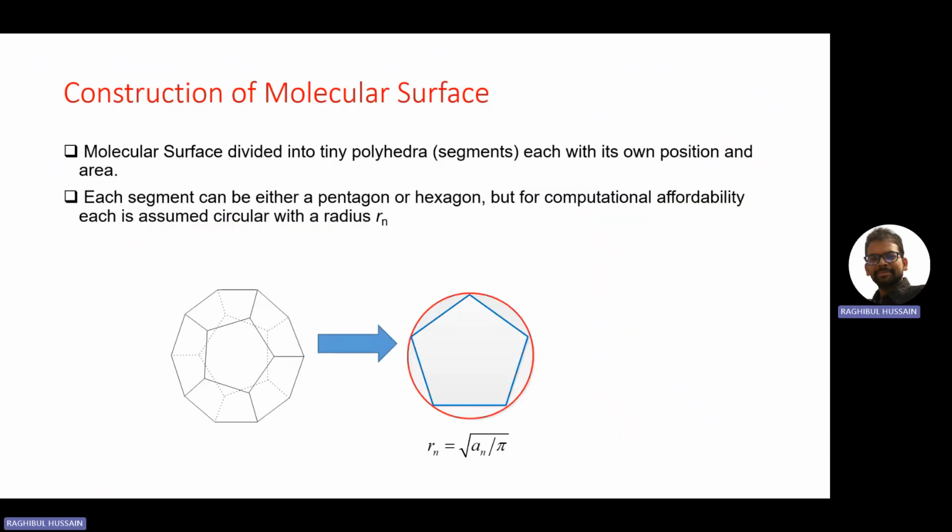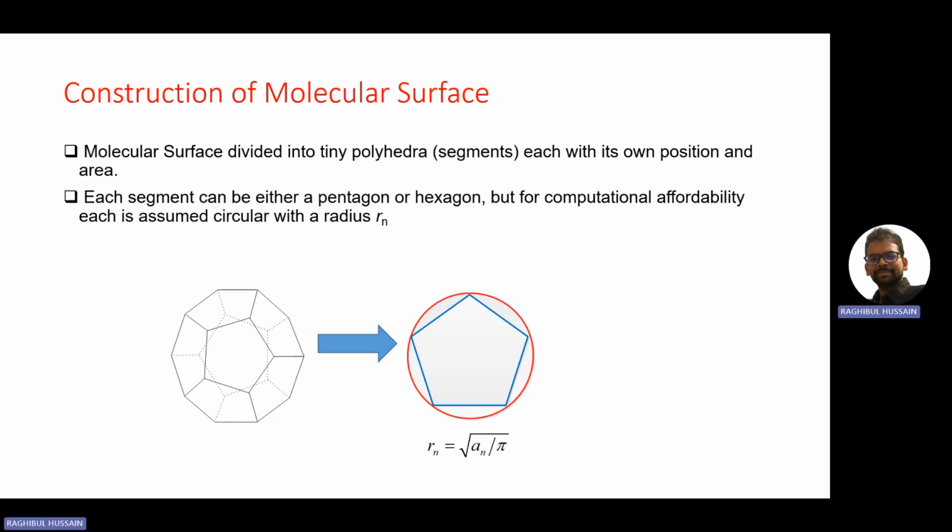So now this is what we do actually, construction of the molecular surface. As I told you, the entire surface is broken into tiny polyhedra segments, each with its own position and area. Suppose each segment can be either a pentagon or hexagon, but for computational affordability, each is assumed circular. So this is a pentagon structure, but for computational affordability, this pentagon structure is assumed to be a circle in nature, with radius Rn. Okay, any question?